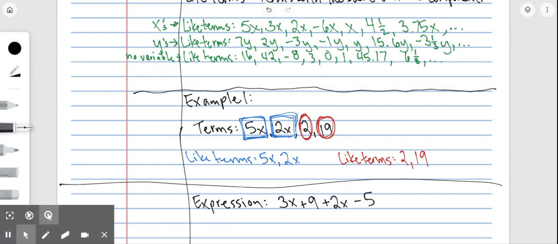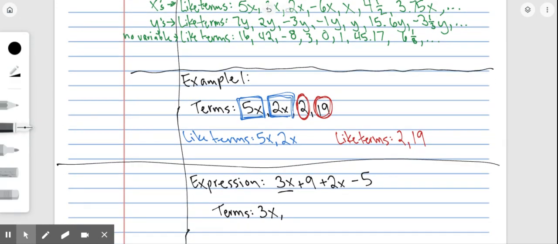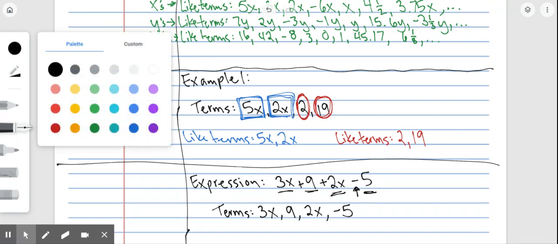Okay, let's try another one. This time we have an expression instead of just a list of terms. But if I recall from previous times that we did this, I can write the terms out. My first term is 3x. It's a positive 3x because there's no negative sign in front of it. My second term is a 9, again positive. My third term is 2x, again positive. And my last term is going to be negative 5, because this subtraction sign tells me that I've got a negative instead.